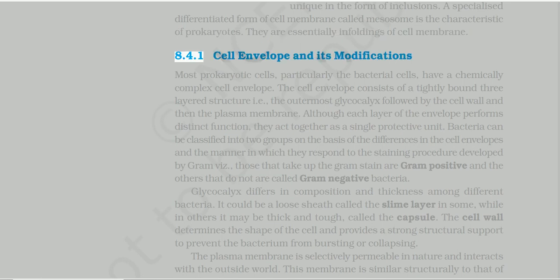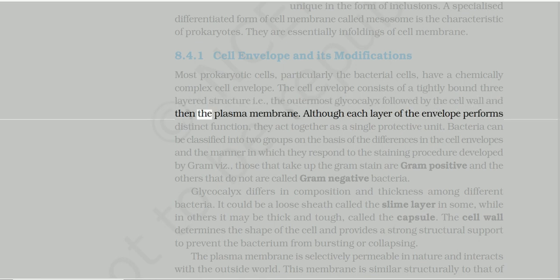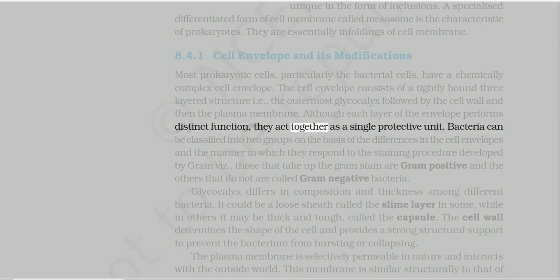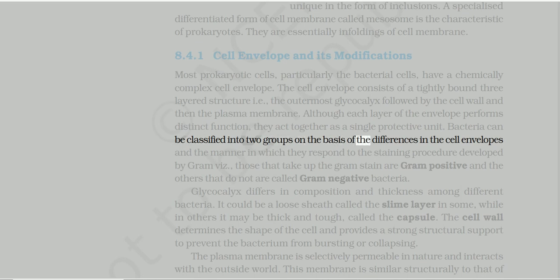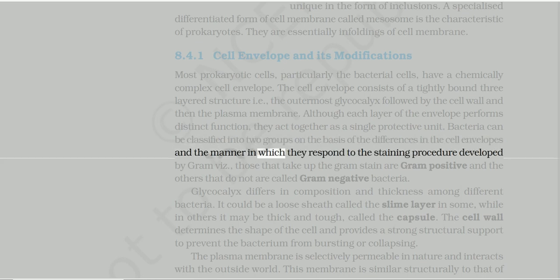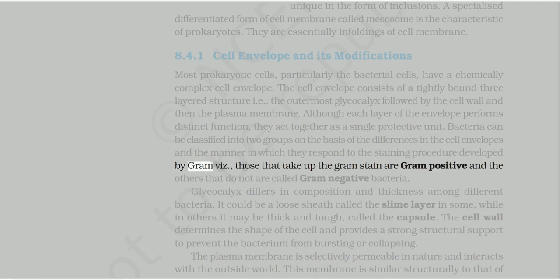8.4.1 Cell envelope and its modifications. Most prokaryotic cells, particularly the bacterial cells, have a chemically complex cell envelope. The cell envelope consists of a tightly bound three-layered structure, i.e., the outermost glycocalyx followed by the cell wall and then the plasma membrane. Although each layer of the envelope performs distinct function, they act together as a single protective unit. Bacteria can be classified into two groups on the basis of the differences in the cell envelopes and the manner in which they respond to the staining procedure developed by Gram. Those that take up the Gram stain are Gram-positive and the others that do not are called Gram-negative bacteria.